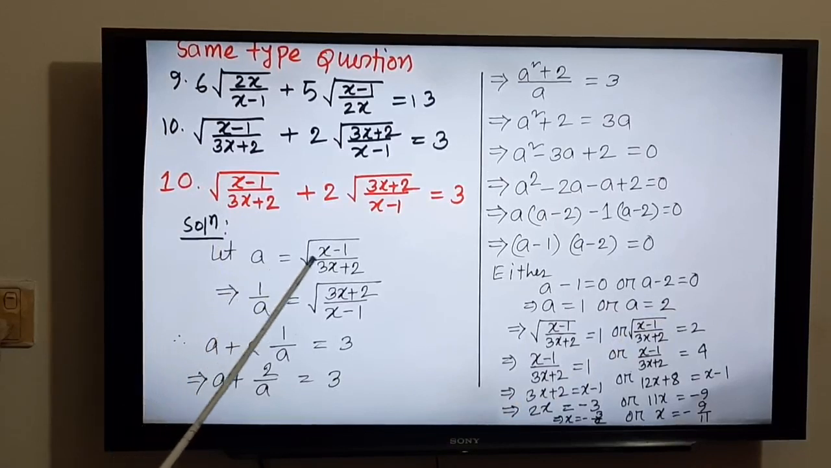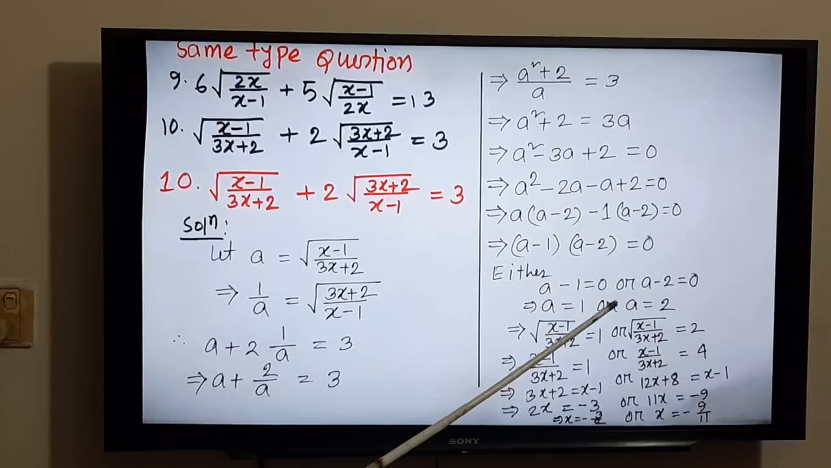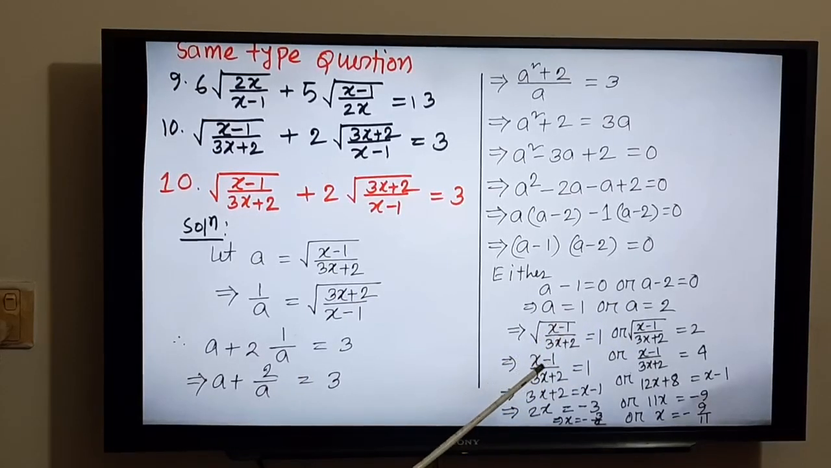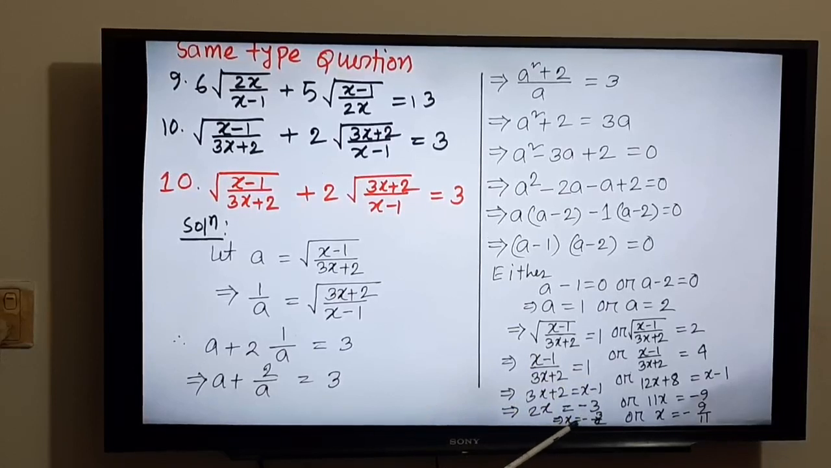What is a? a is equal to this term, so a is replaced by this term. Squaring both sides, the square and square root will be removed, then x minus 1 over 3x plus 2, square of 1 is equal to 1. So by cross multiplication, 3x plus 2 is equal to x minus 1. So 2x is equal to minus 3, and x is equal to minus 3 by 2 is the first value.